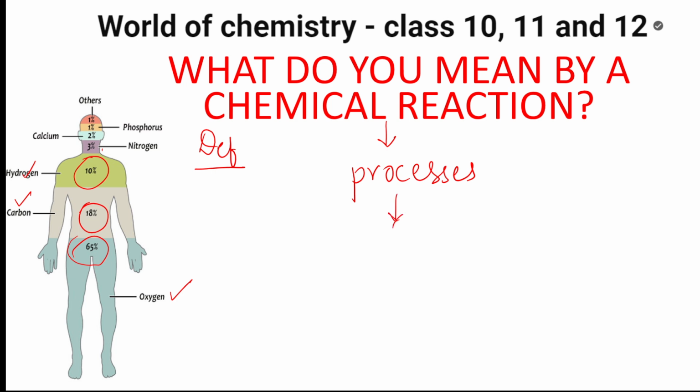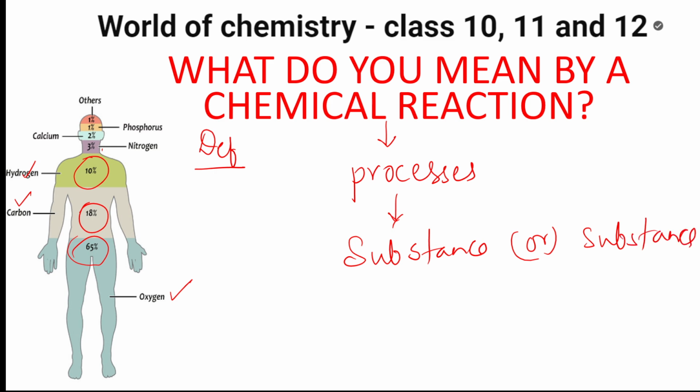There is a particular substance, for example a combination of carbon plus oxygen giving carbon dioxide, one substance or many substances combined together. So it is a process in which one substance or many substances are going to undergo which reaction? Chemical reaction, a chemical change rather. That's why I said chemical reaction or chemical change.